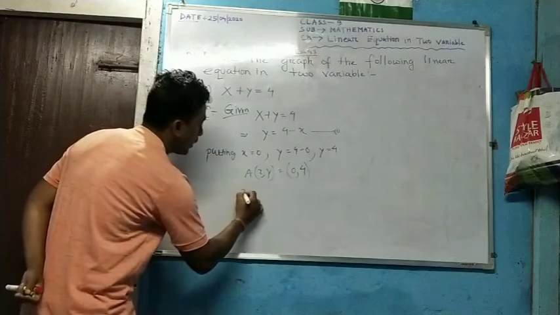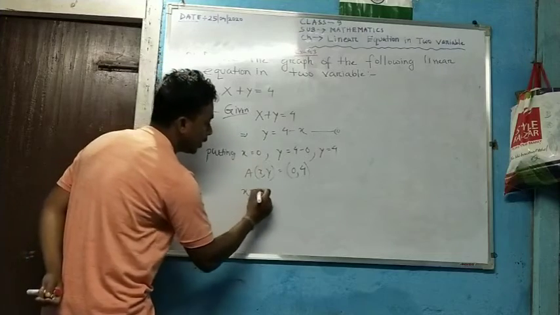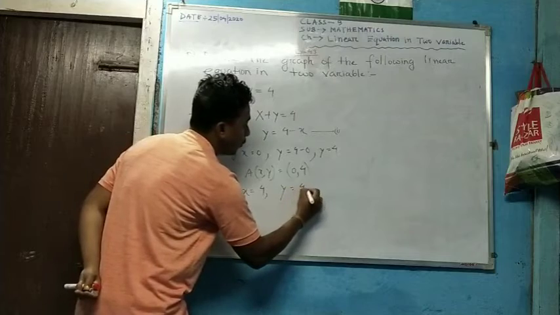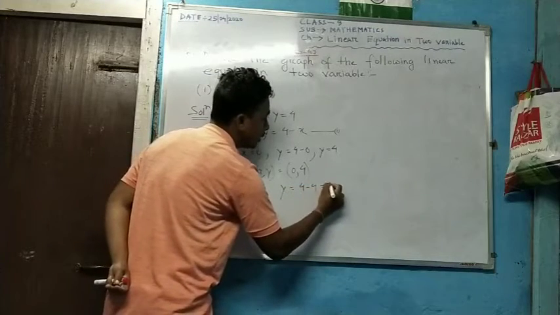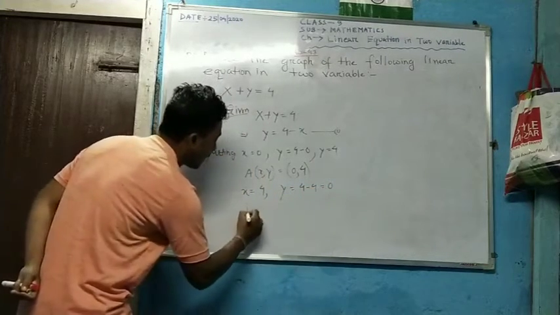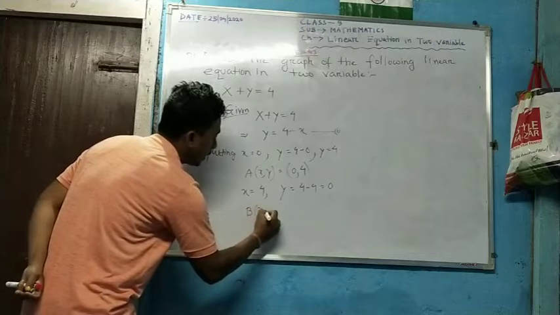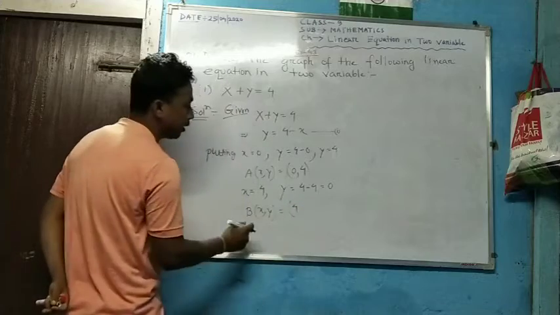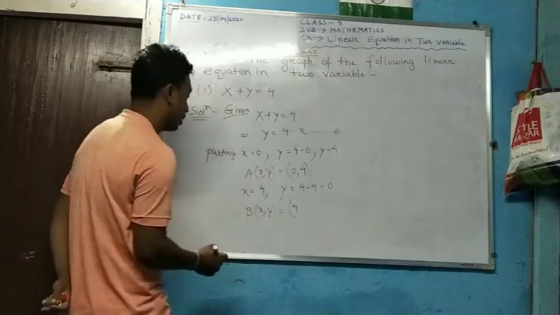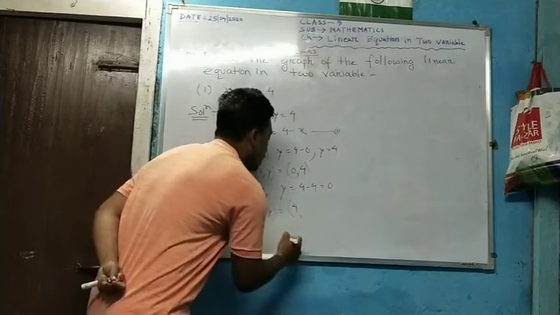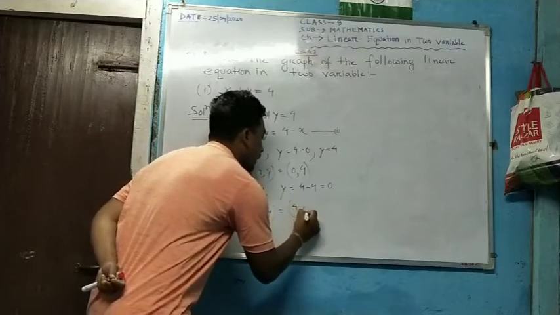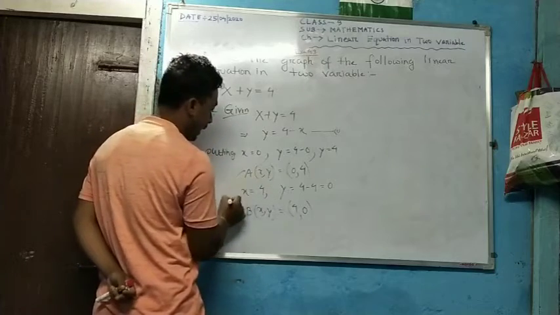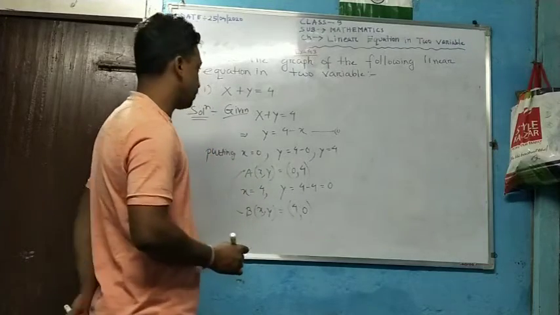Now, putting x equal to 4, what will I get as the value of y? 4 minus 4 equal to 0. That is, if I take another point B, x and y, if x equal to 4, then what will I get as the value of y? I will get 0. Now I have to plot these points A and B on a graph.